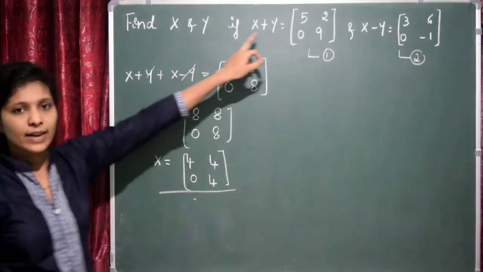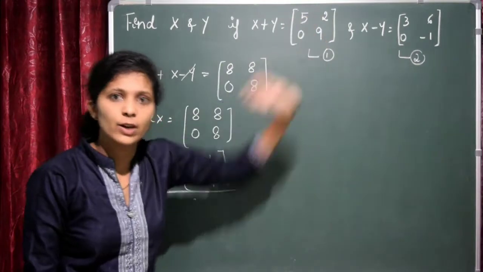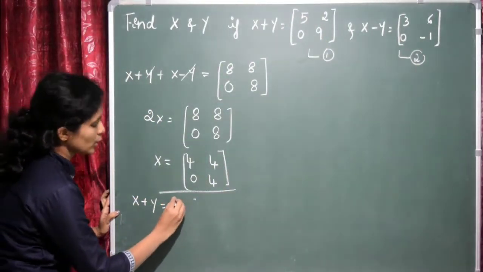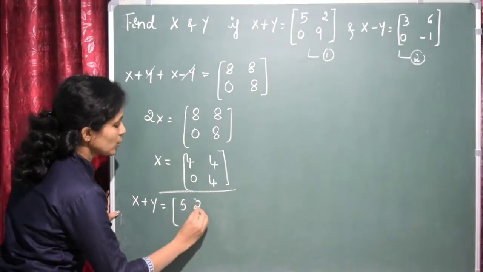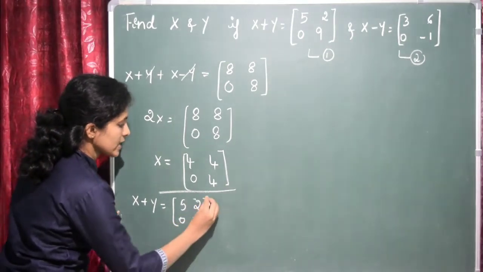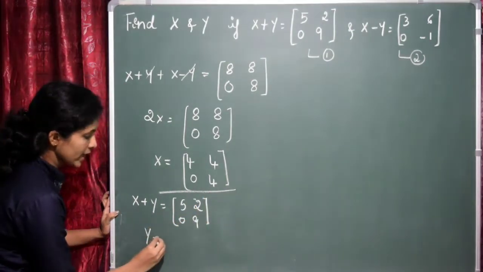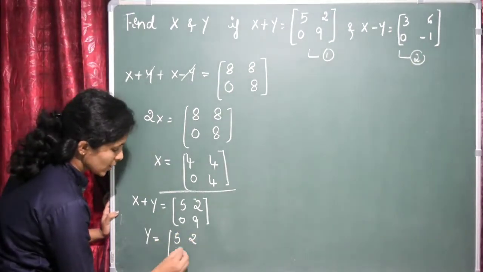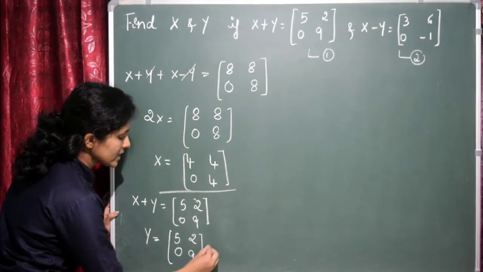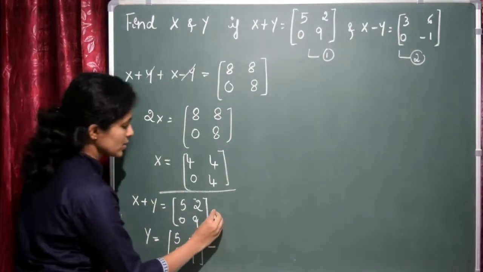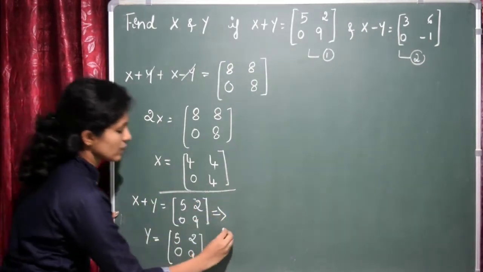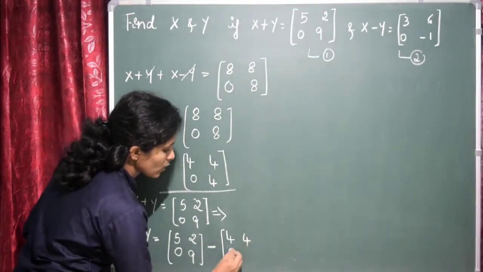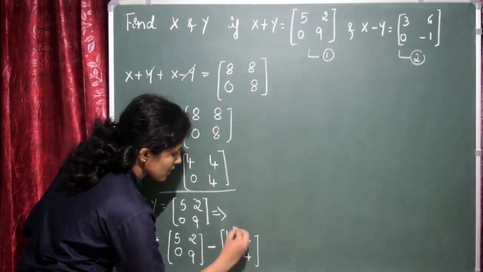Now we have to find the value of y. We are substituting in any one of the equations. That is given that x plus y is equal to 5, 2, 0, 9. Yes, we need the value of y. Y is equal to 5, 2, 0, 9 minus x. Understood? Minus x. So minus x will be here now. What is the value of x? 4, 4 and 0, 4. Directly I wrote here. This is the value of x.